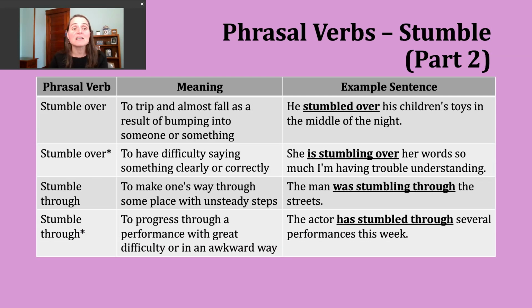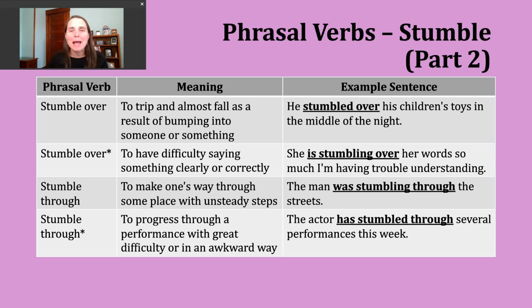The next one we're going to discuss is to stumble over. This can have a couple meanings. One would be to trip or almost fall as a result of bumping into someone or something. An example of this: He stumbled over his children's toys in the middle of the night.